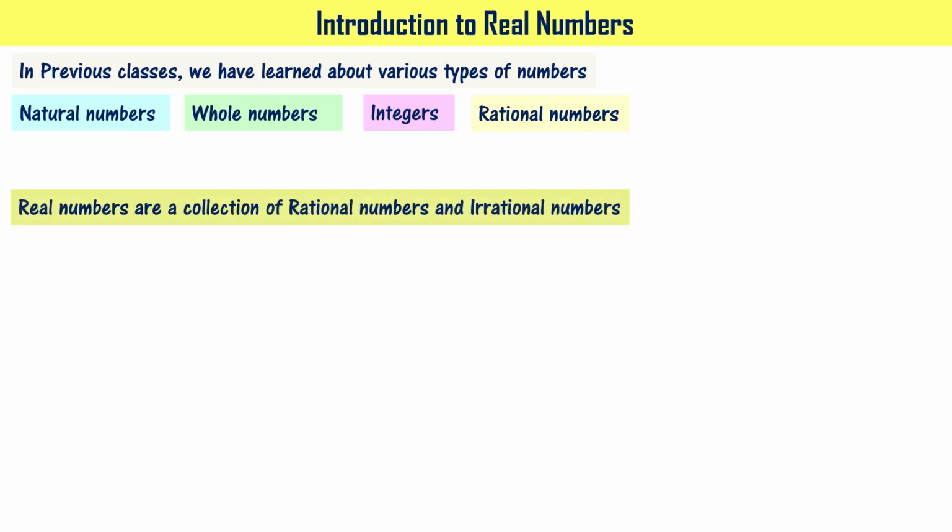Let me tell you, the real numbers are a collection of rational numbers and irrational numbers. You see, till now we said that we learnt about rational numbers, right? But I am saying real numbers are a collection of rational numbers and irrational numbers. It means we don't know about irrational numbers. That we have to first understand before getting into real numbers, right? Because real numbers are a collection of rational numbers which we know already and irrational numbers which we are going to learn about now, right?